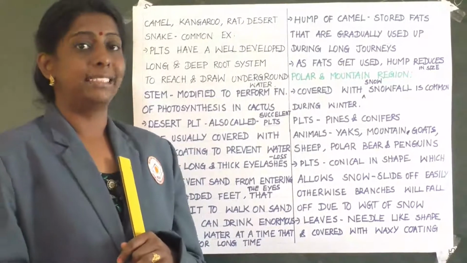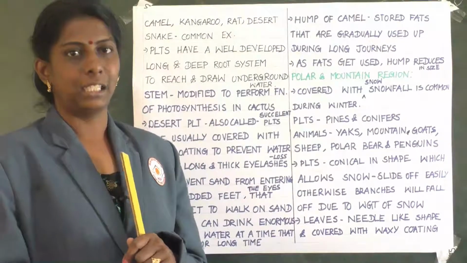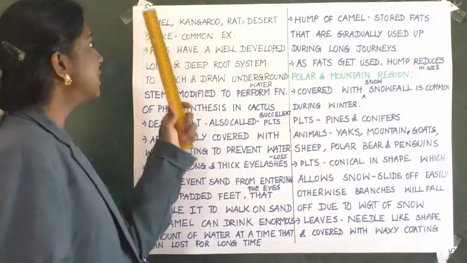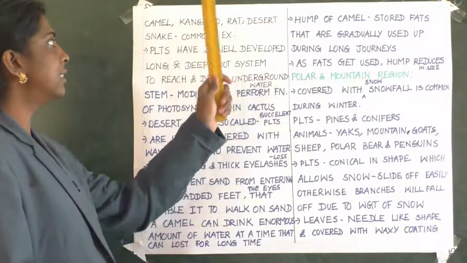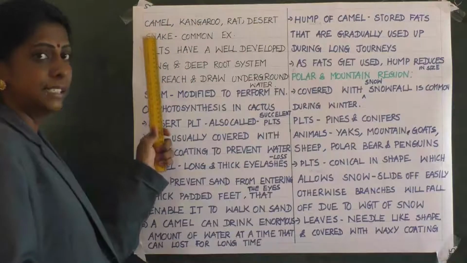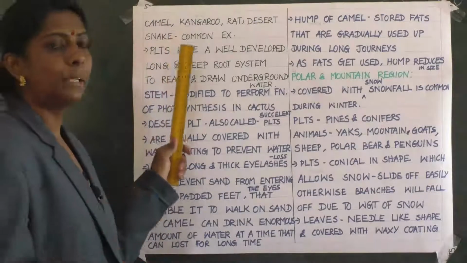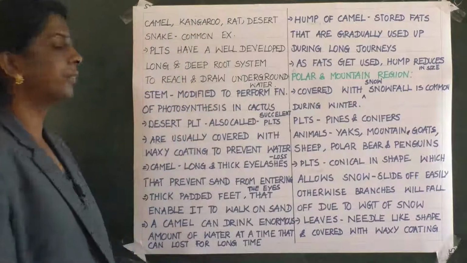Now about examples of desert animals. Camel, kangaroo rat, desert snake are common examples.